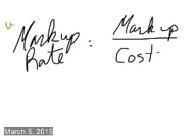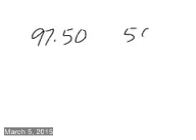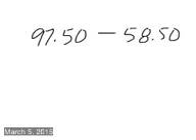Problem number 1 says the selling price is $97.50. The cost is $58.50. The first thing that you need to do, or step 1, is find the markup. In order to find the markup, you subtract the two numbers. What's 97.5 minus 58.5? 39. That is the markup.